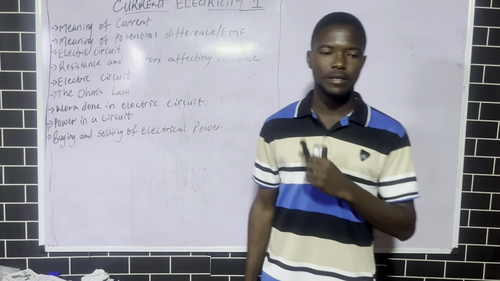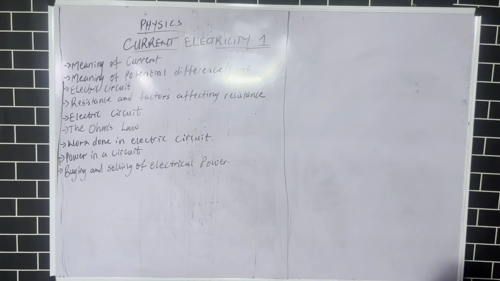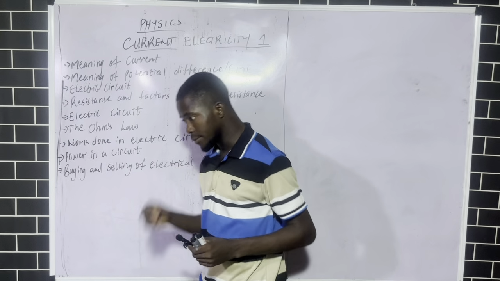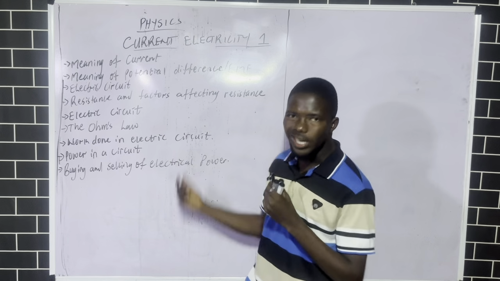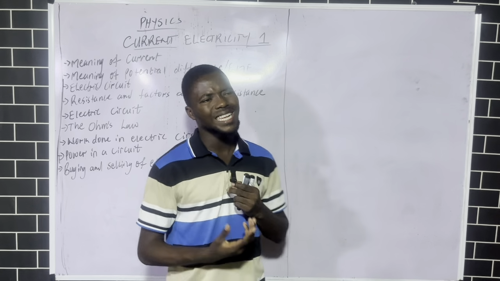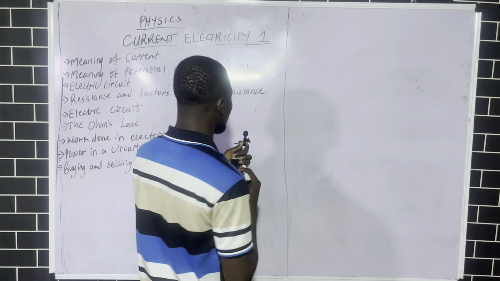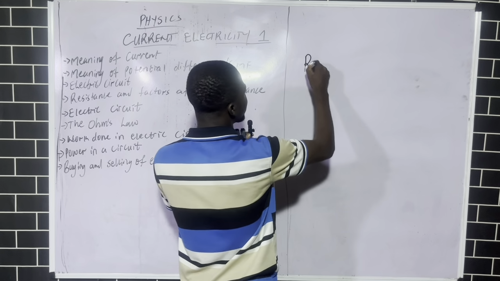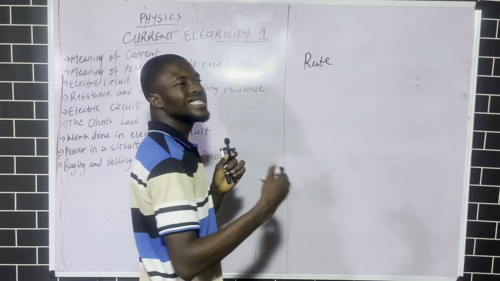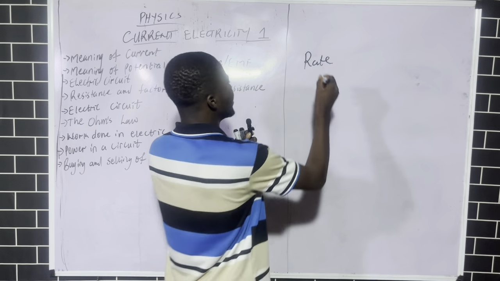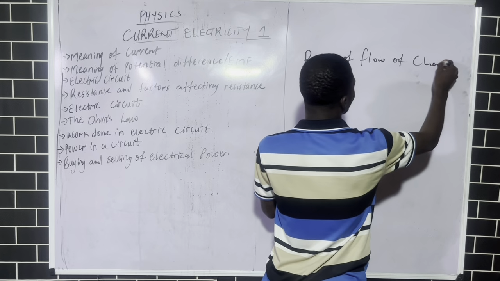What is current electricity? Alright, so let's start off. What is current electricity? Current electricity is simply the rate. Take note, emphasis on the word rate. So I'm going to be giving you some keywords here. The rate at which charge flows, the rate of flow of electric charge, rate of flow of charge. Let me just put it down.